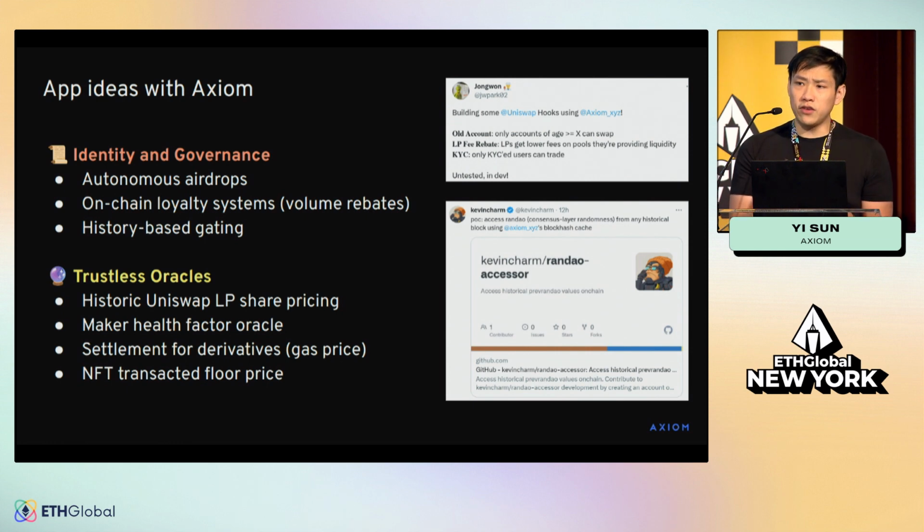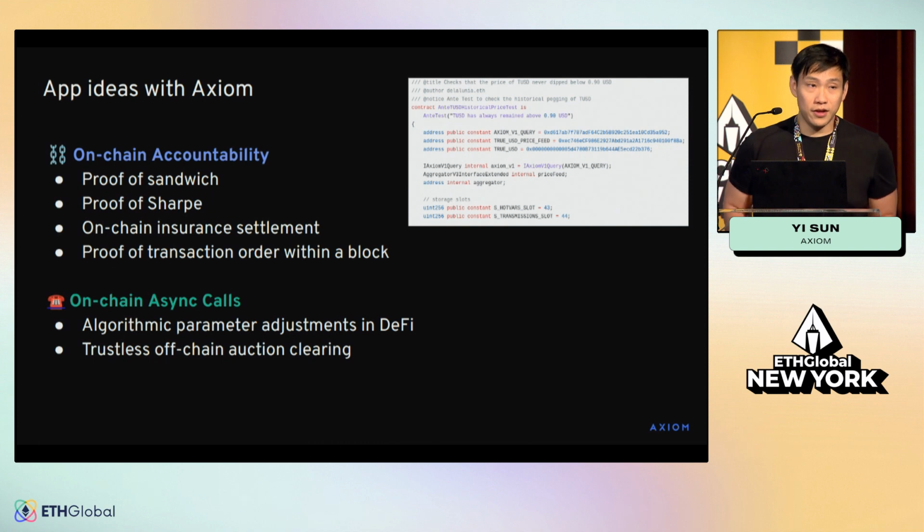Another angle is that you can actually construct a trustless oracle using Axiom. You might imagine taking an average of on-chain gas prices and constructing an index of Ethereum gas prices to settle a derivatives protocol. We listed a few other DeFi ideas here, and we're having special prizes for the best usage of Axiom in identity, incentivization, oracles, and DeFi.